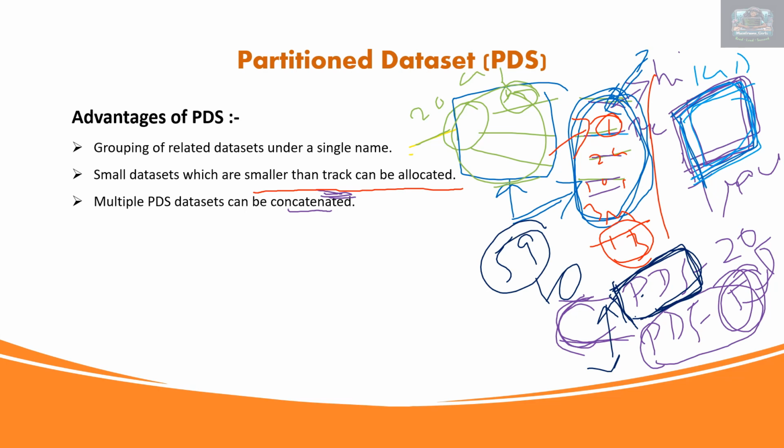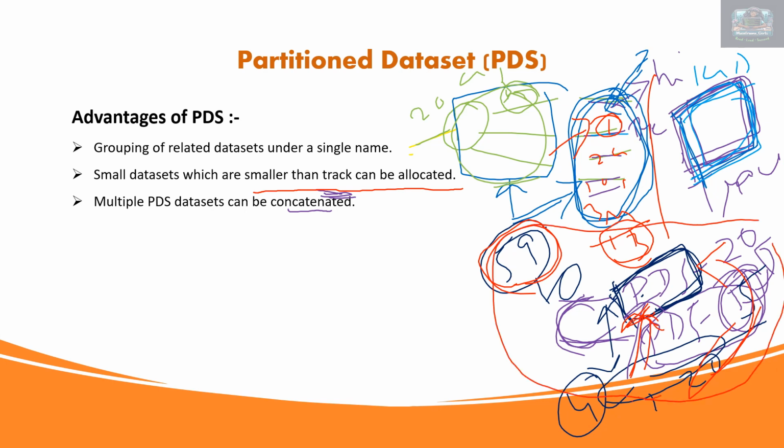Suppose you want to enter some other member with 20 and another member with 4, and you want all of these to be mixed into this member, you can simply do a concatenation. There is a program which you can run, and after running that program, all these members can go into this. If you are moving more members than 59, it won't accept. But if you are moving up to 59, the concatenation will work and you can pile up all the members in one PDS data set.